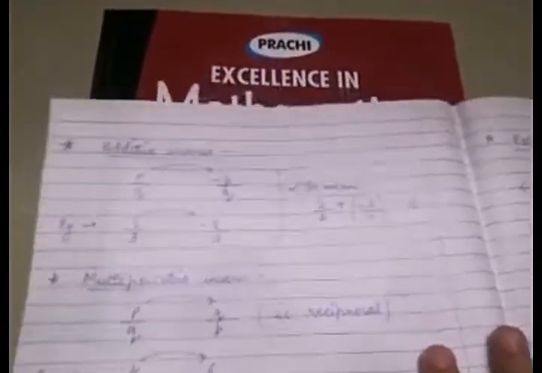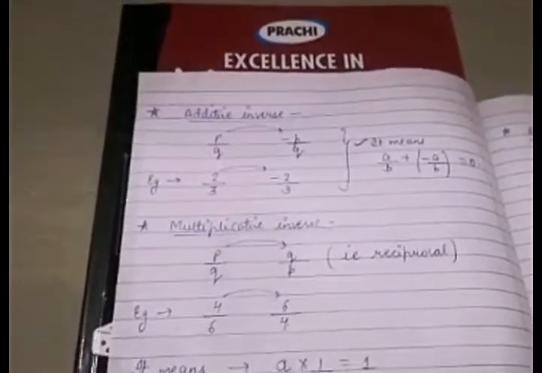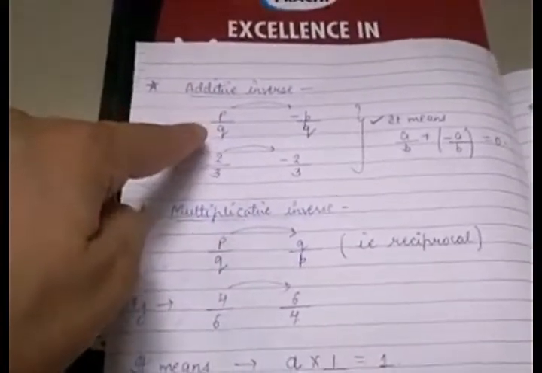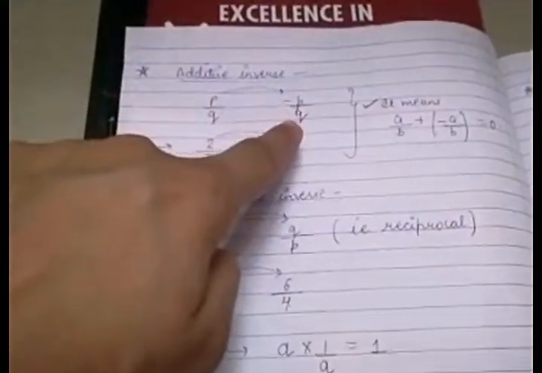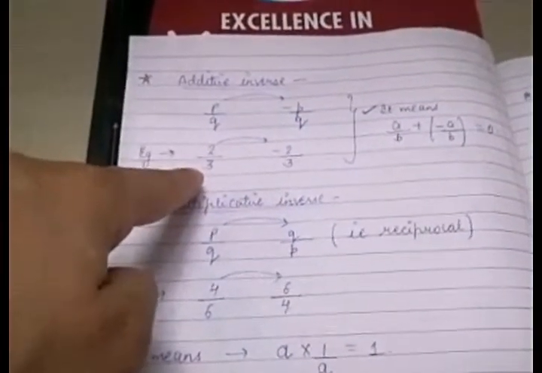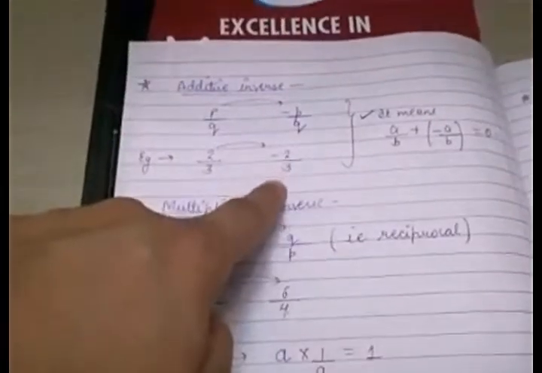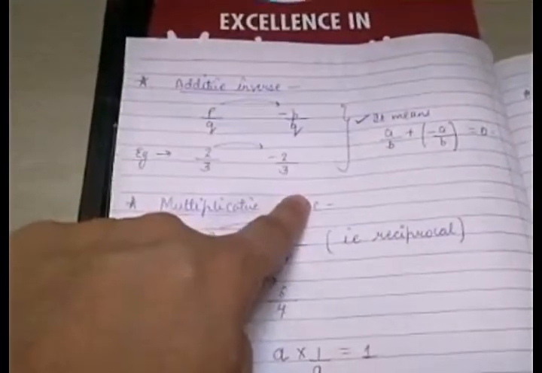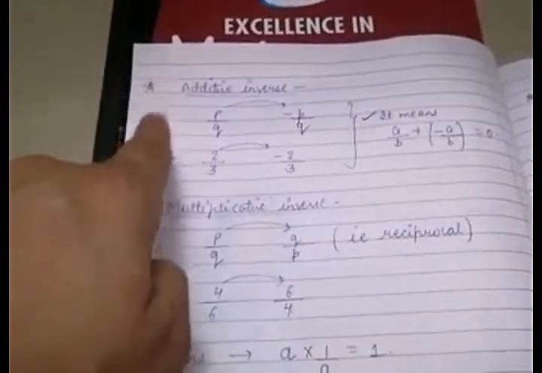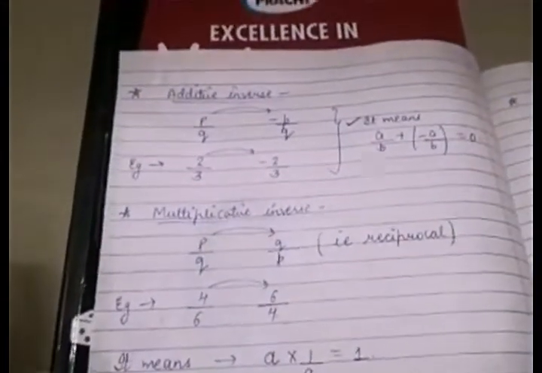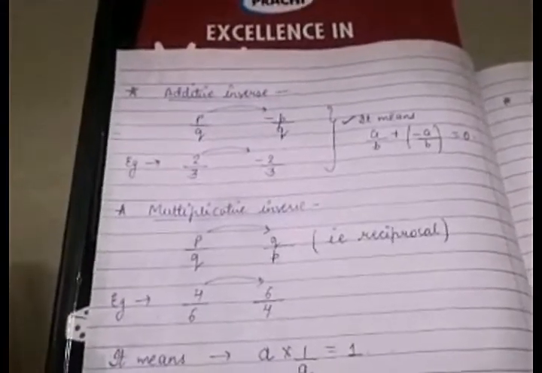So that was all about the properties of rational numbers. Now we come to the next topic of this chapter, additive inverse. According to additive inverse, if any rational number is in the form p by q, the additive inverse of that number will be minus p upon q. For example, if 2 upon 3 is there, the additive inverse will be minus 2 upon 3. The additive inverse of a positive number is a negative number and the additive inverse of a negative number is a positive number. I hope you all know what additive inverse is now.